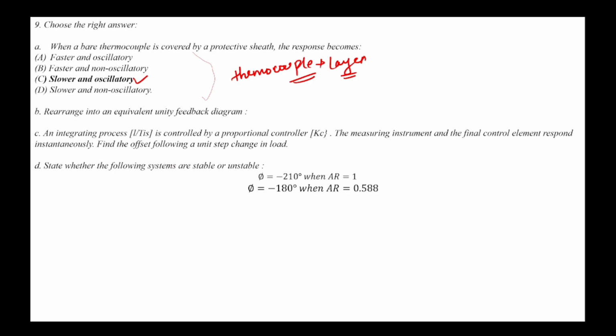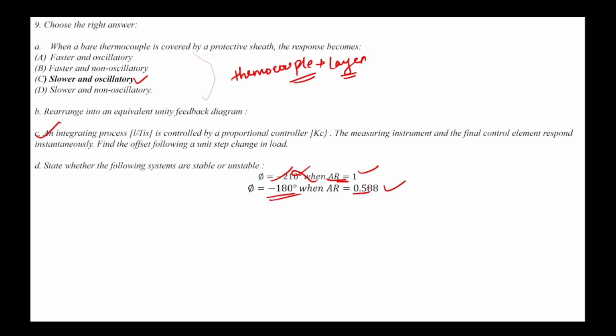State whether the following systems are stable or unstable. ये तो अनस्टेबल हो गया. AR 1 पे 5 माइनस 180 होना चाहिए या उससे लेस होना चाहिए. AR 0.58 ये स्टेबल है. ओके, वन क्रॉस नहीं करना, एम्पलीट्यूड रेशियो कभी वन क्रॉस नहीं करना चाहिए, फेज लैग कभी भी माइनस 180 क्रॉस नहीं करना चाहिए. ओके, नाउ ये बच गया.